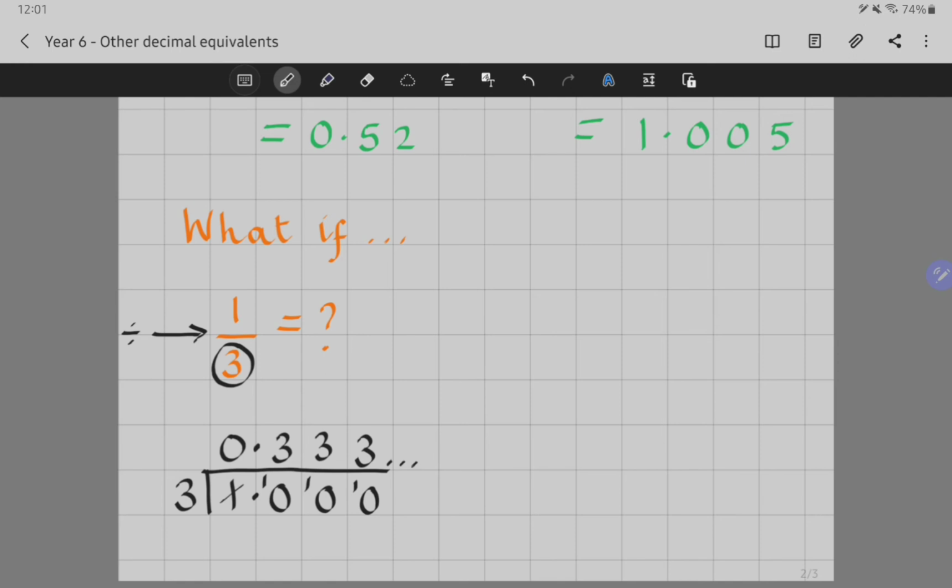So 0.333. Okay. So your answer: 1/3 equals 0.333, or you might see it sometimes where they've rounded it to just 0.3. It's perfectly fine either way. There are some other ones that we need to know that are also important.